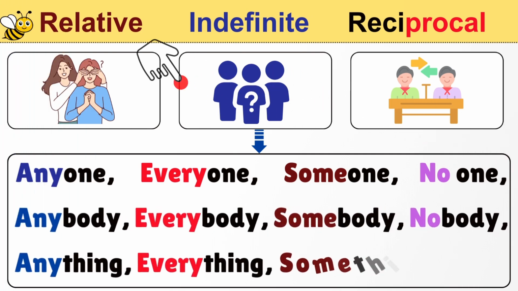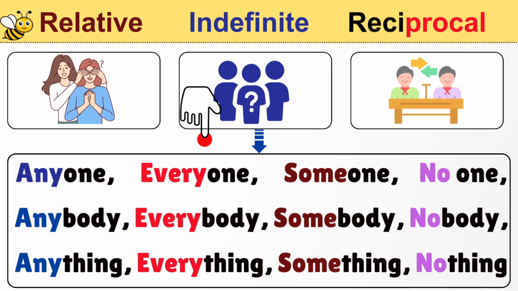Here are indefinite pronouns. Listen and repeat after me. Anyone, everyone, someone, no one, anybody, everybody, somebody, nobody, anything, everything, something, nothing.